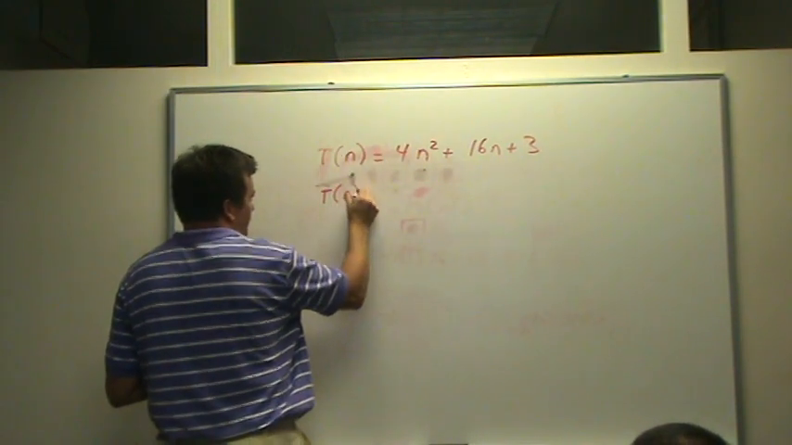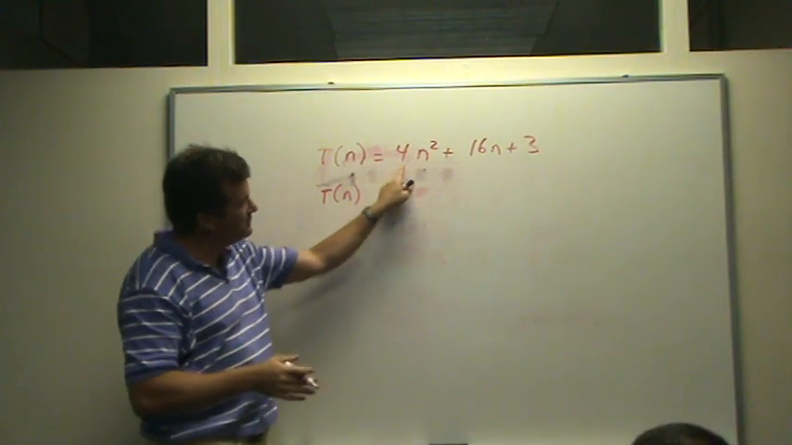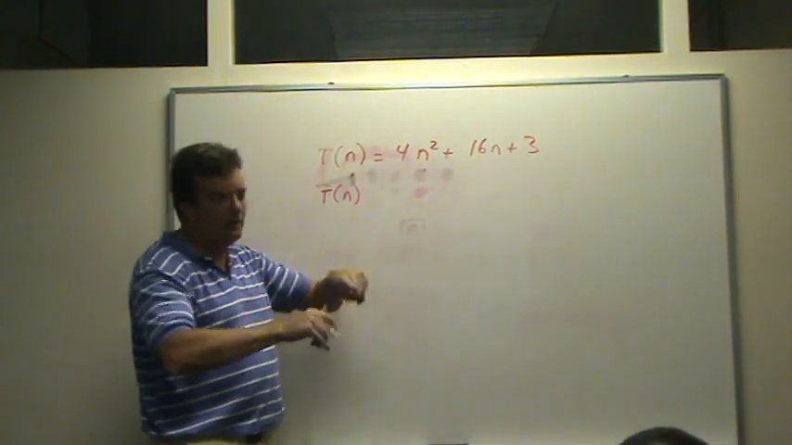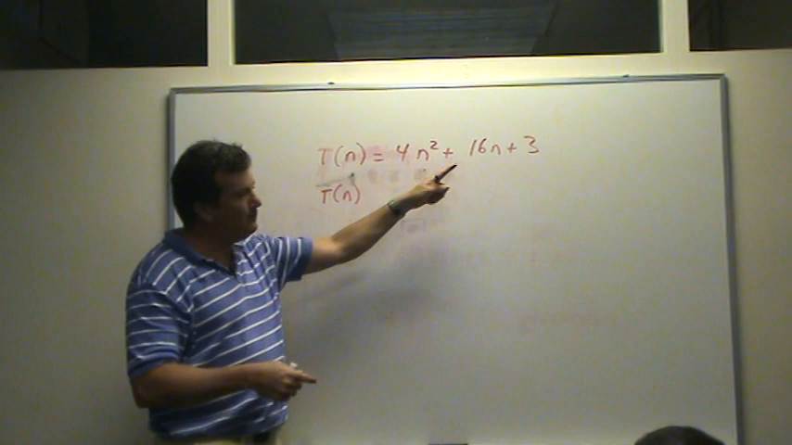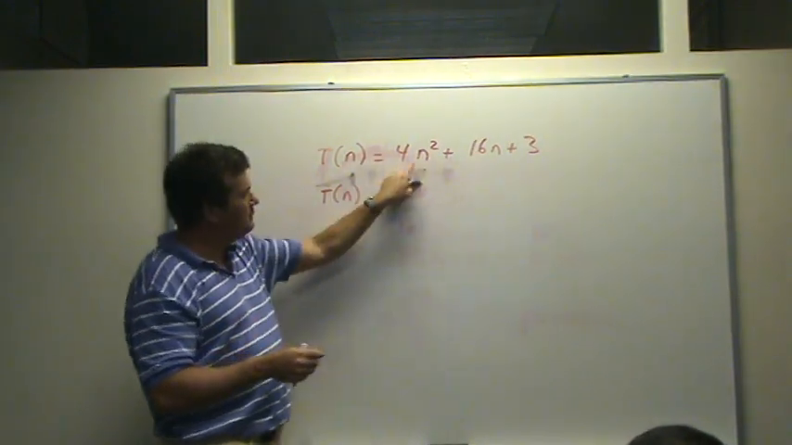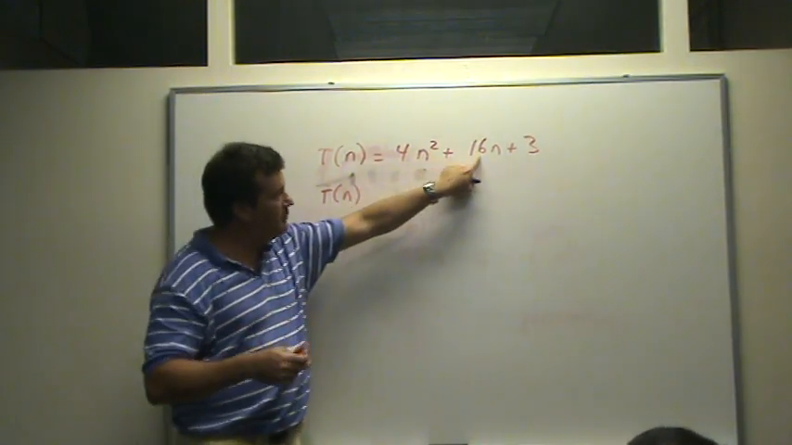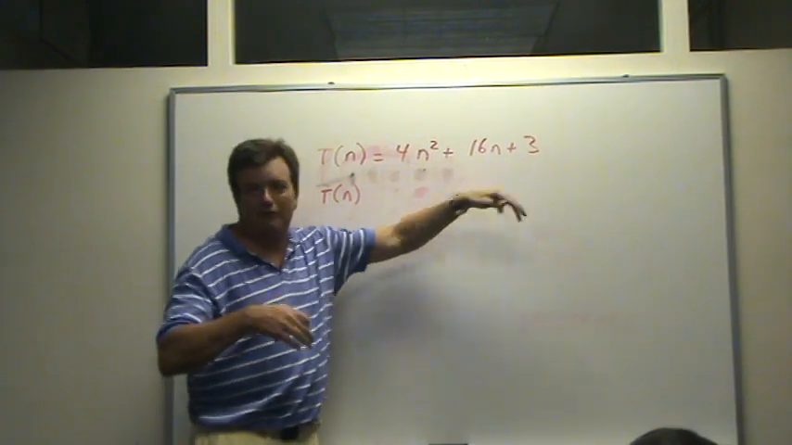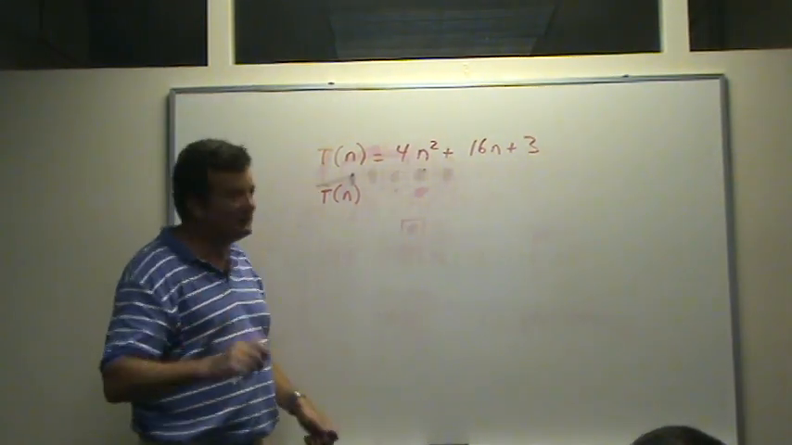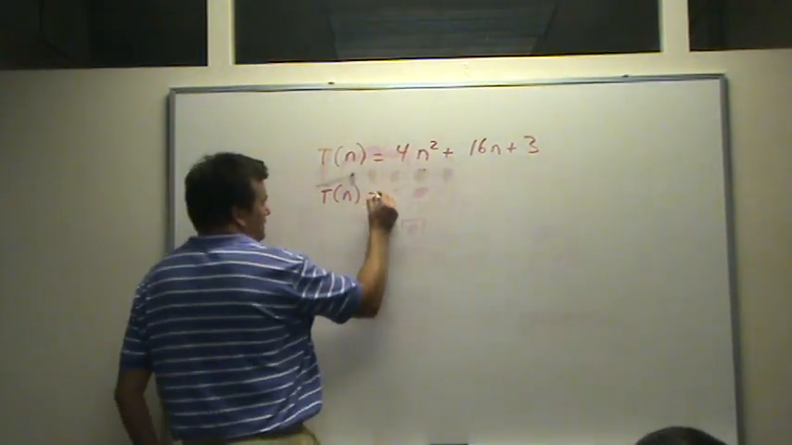T of n, the running time of our algorithm. Suppose this was an algorithm. We came up with some code, we ran it, we counted up how many times each line runs. Some of the lines will run n squared, some of the lines will run n times, and then there are 3 lines that always run once. We could make this statement.